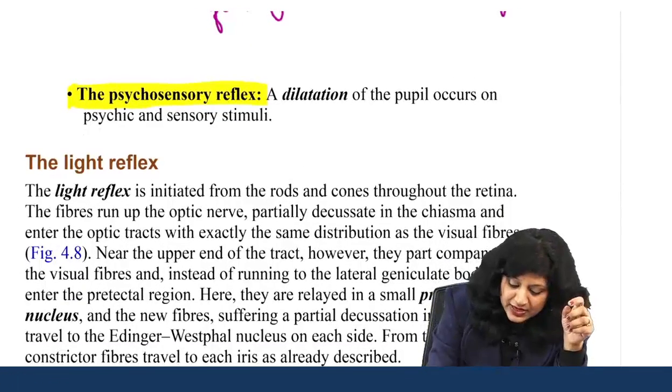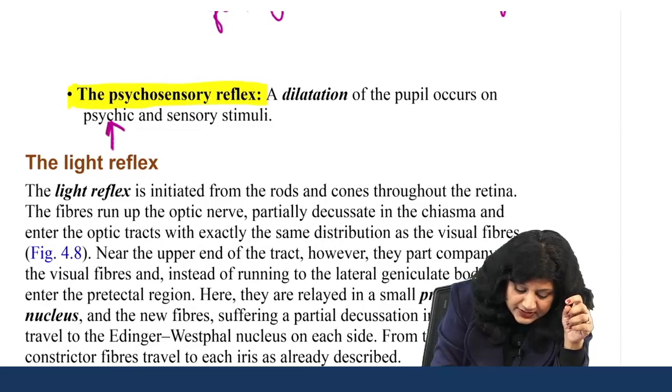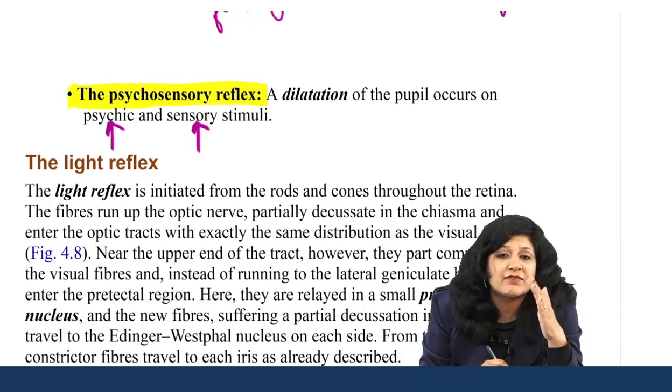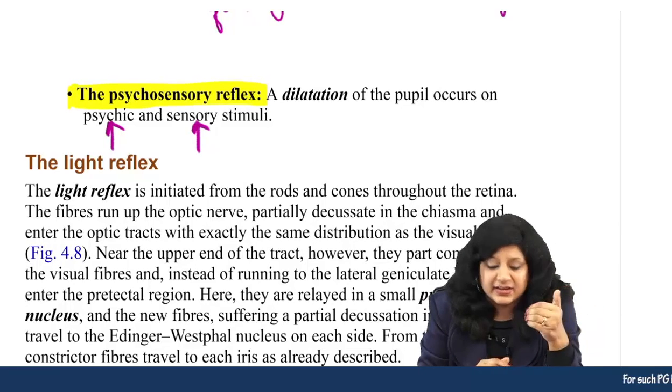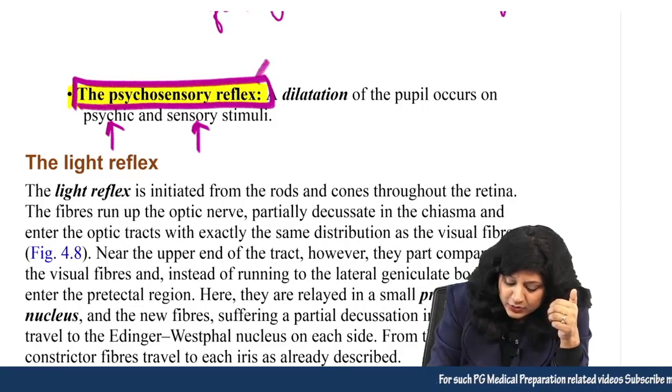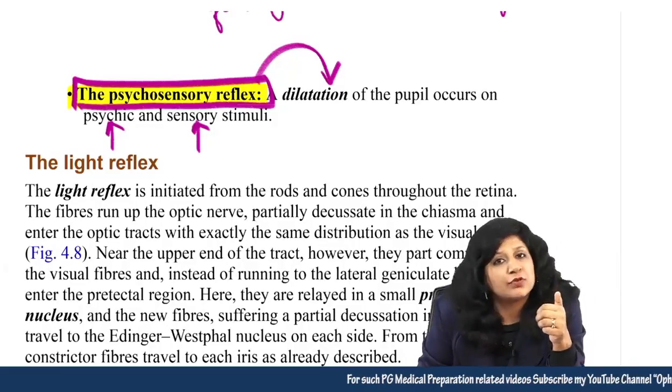So here you have got two parts. One is your psychic and one is your sensory. Psychosensory means we have got one is the psycho and another is the sensory. This is called a psychosensory reflex, in which due to this you have got the dilatation of the pupil.